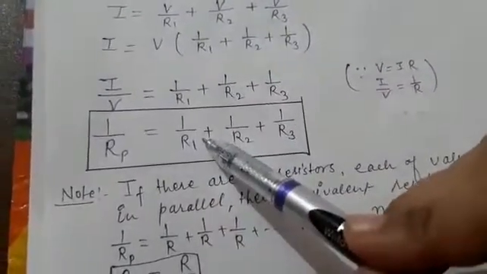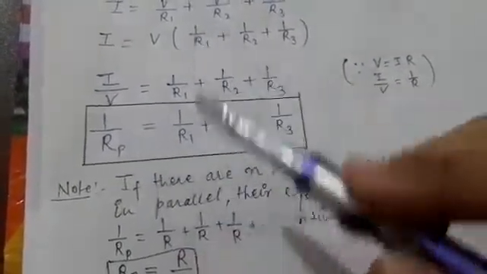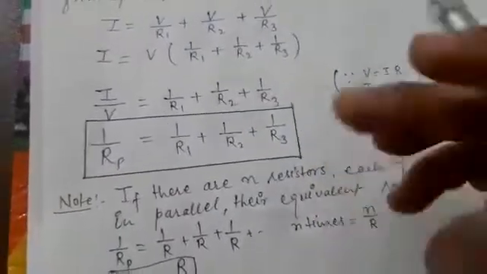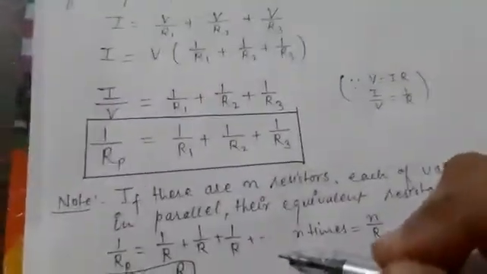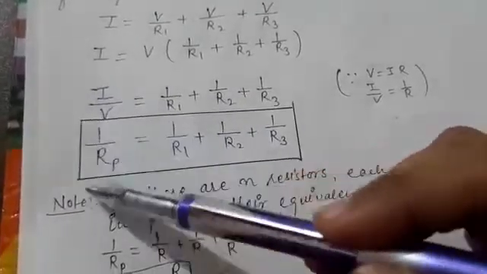Okay. So here 1 by Rp equals to 1 by R1 plus 1 by R2 plus 1 by R3. This is very important. Most of the time students will write Rp equals to 1 by R1 plus 1 by R2 plus 1 by R3. तो अगर आंसर आना चाहिए 2 तो आता है 1 by 2. ठीक है. तो this you have to learn very carefully.